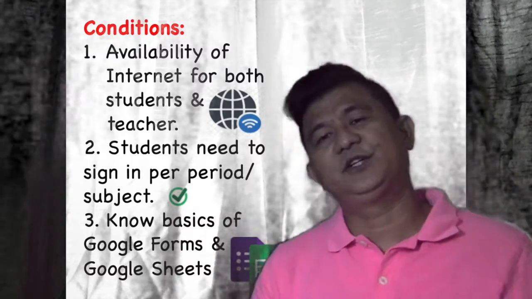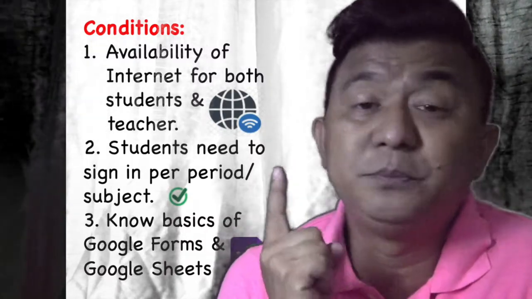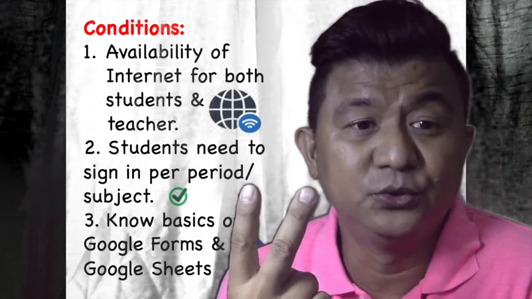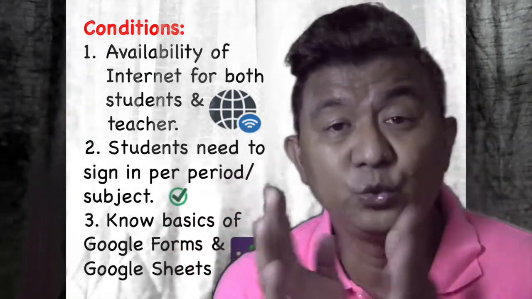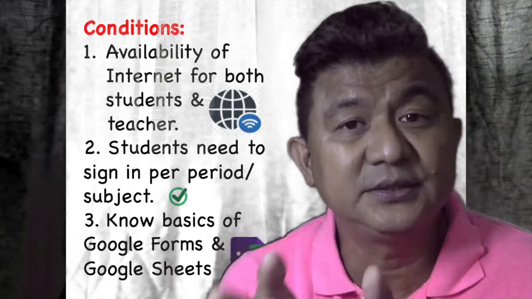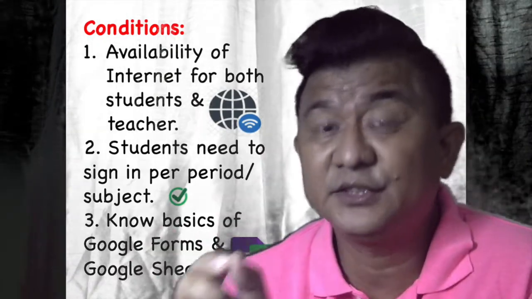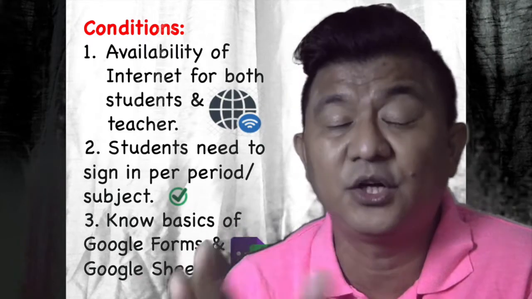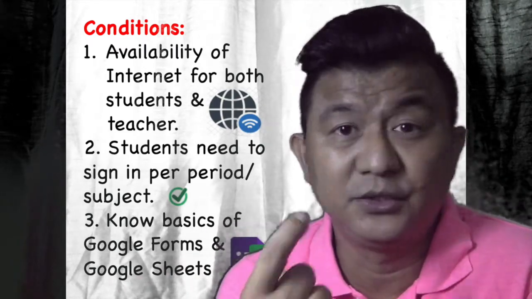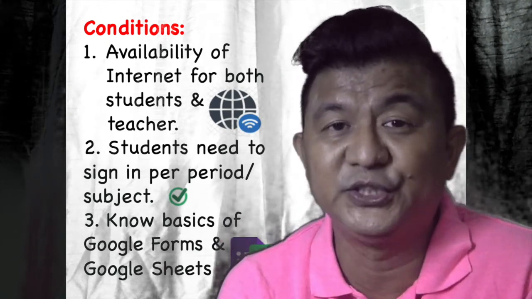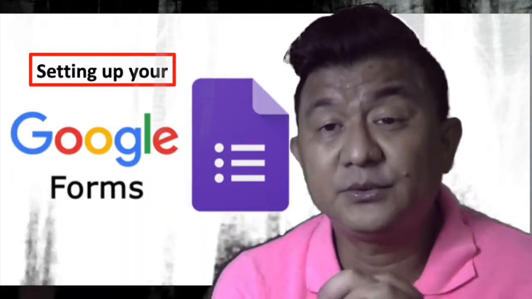Okay, conditions first. Number one, internet should be available for both the students and the teacher. Number two, this is good for middle school where a student needs to check attendance or sign in per subject. Number three, the student and the teacher should know the basics of Google Docs, especially Google Forms, and for the teacher, Google Forms and Google Sheets. Now, let's start with the Google form.